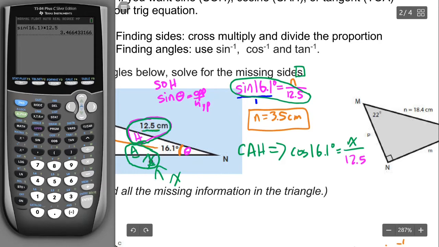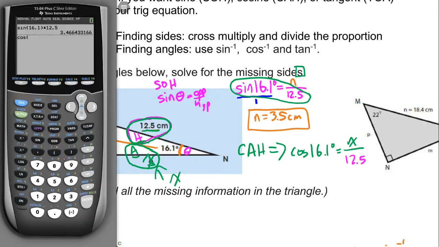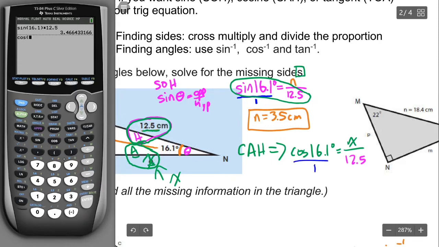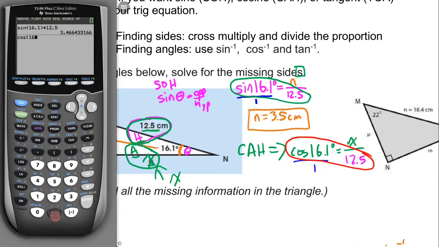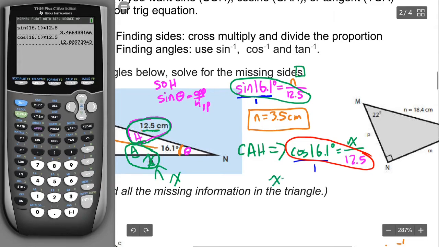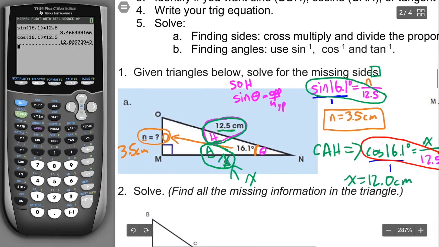So let's plug that into our calculator. Cosine of... can't plug it into my calculator yet. Haven't made it a fraction. Now that it's a fraction, I can cross multiply and divide. Okay, so cosine of 16.1 times 12.5 is 12.00. Okay, so X is 12.0, I guess, centimeters.